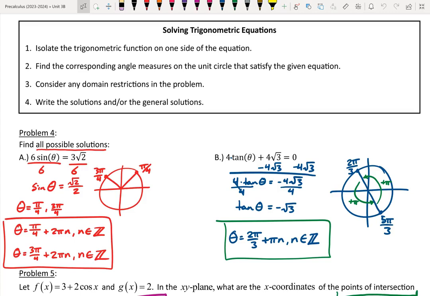And then we were able to consider domain restrictions and write the solutions and/or general solutions for the problem. Noting in problem B that we had solutions equidistant apart, so we were able to write one answer instead of two.